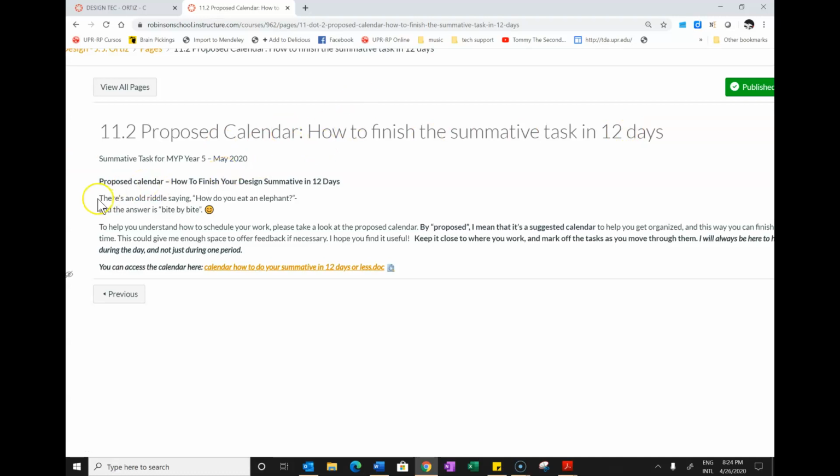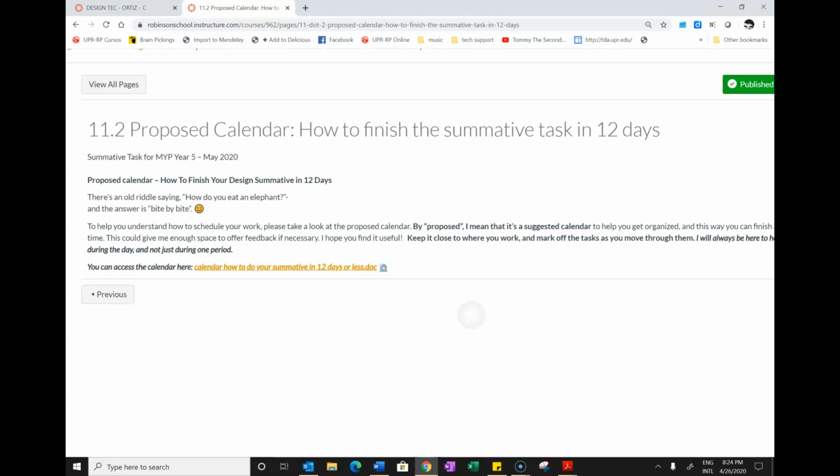And the instructions are, there's an old riddle saying, how do you eat an elephant? And the answer is, bite by bite. Now, if you say this is a dad joke, I wouldn't blame you. But it sounded cool the first time I heard it a couple of years ago, so I threw it in there. Please have mercy on me.